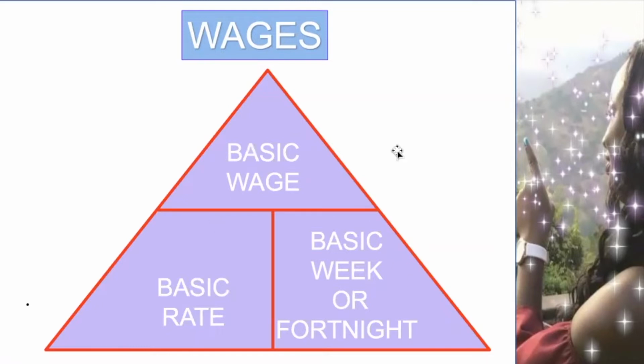Here, I call this my magic triangle. How do I interpret this? If I want basic wage, then basic wage is equal to basic rate times the basic week or fortnight. If I want my basic rate, then basic rate is equal to basic wage divided by basic week. And if I want my basic week, or fortnight, it is basic wage divided by basic rate.